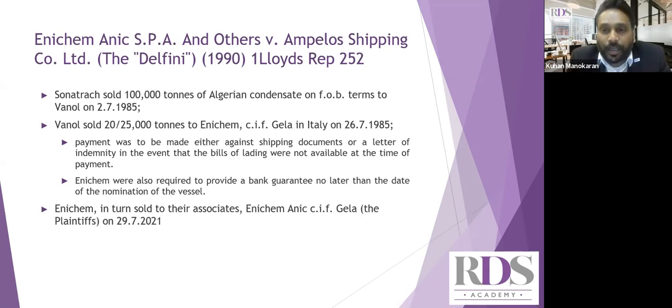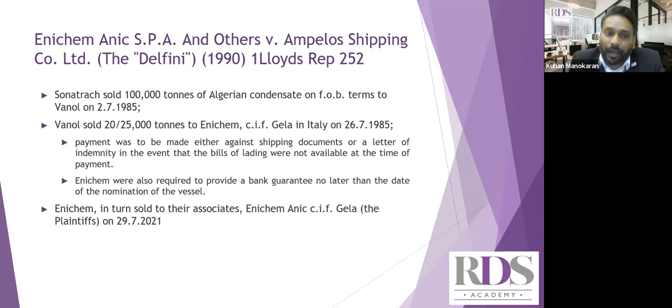So let me start first with the facts surrounding the case of the Delfini. Now, the case of Delfini involves a company called Sonatrach, who sold 100,000 tons of Algerian condensate on FOB terms to Vanol. Of that 100,000 tons, Vanol then sold 20 to 25,000 tons to Enichem, on a CIF Gela in Italy basis, who in turn sold it to one of their associates called Enichem Anic SPA, on the 29th of July, 1985.